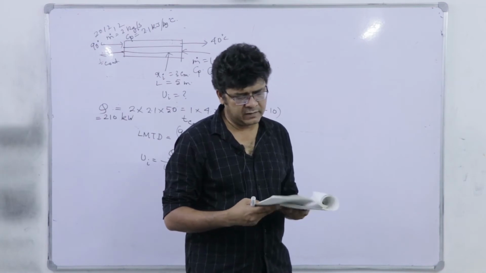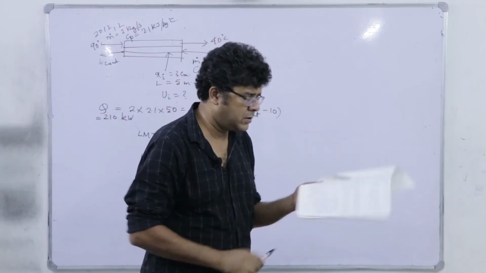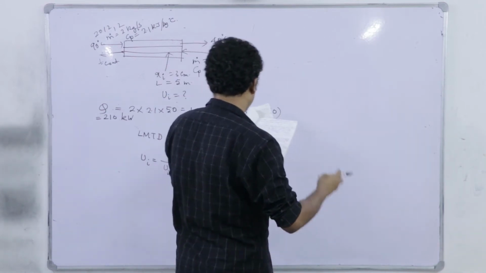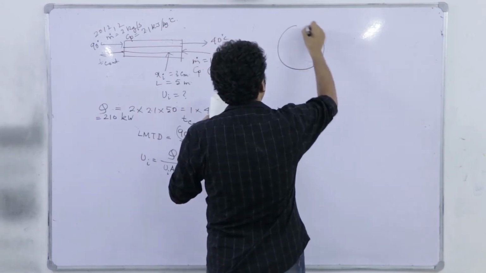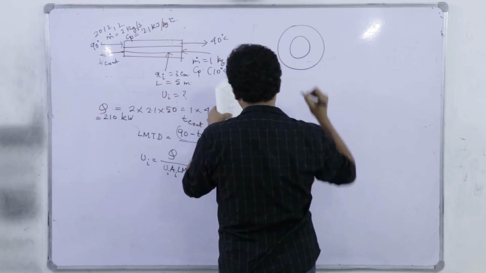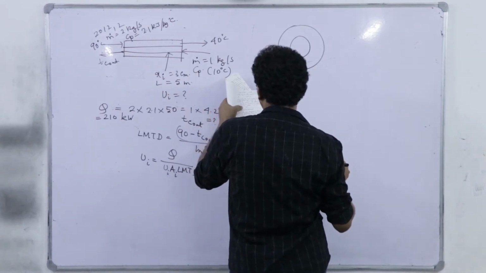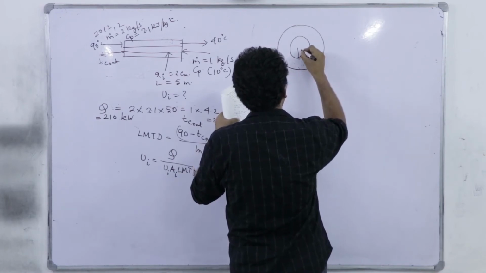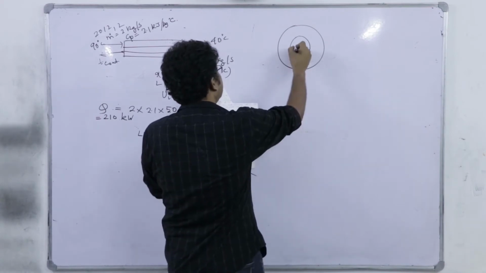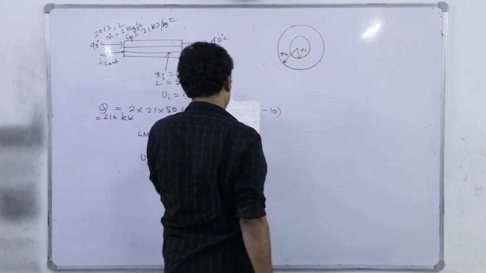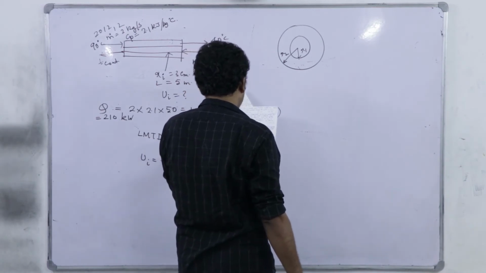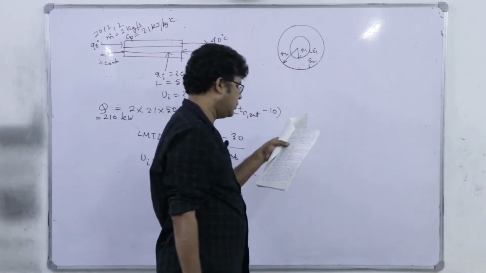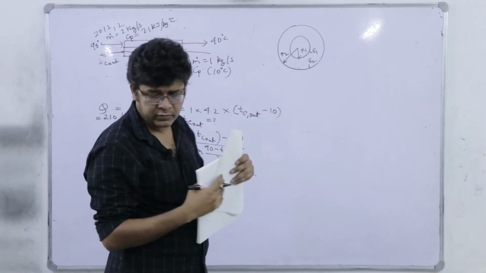So now let us solve a different problem. It is a problem from the book. Consider an enclosure formed by two diffuse gray spherical surfaces. The outer radius of the inner sphere is R1, and the inner radius of the outer sphere is R2. The inner surface has emissivity epsilon 1, and the outer has emissivity epsilon 2. Determine the view factors F12 and F21.